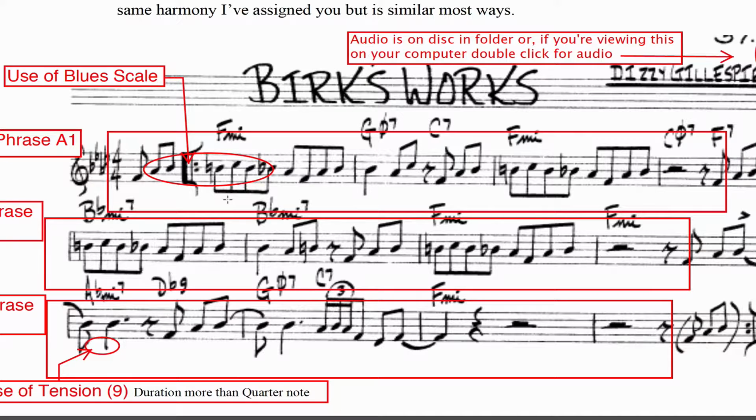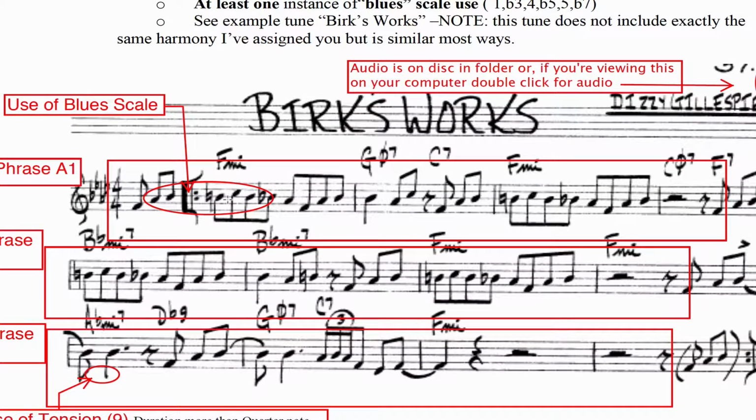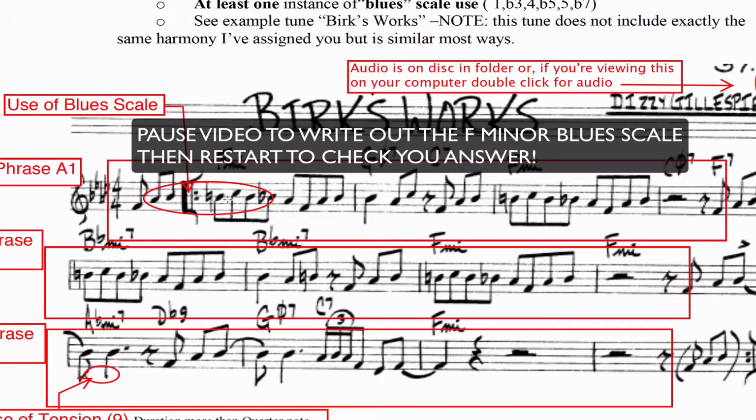So how do you write out a blues scale? Well, you start with the minor pentatonic and then you add that extra note. So why don't you just pause the video for a minute, write out the F minor key signature, there it is, four flats, write out the F minor pentatonic, add in that flat five note, and write in all the note names, and then return to the video and compare it to this melody.